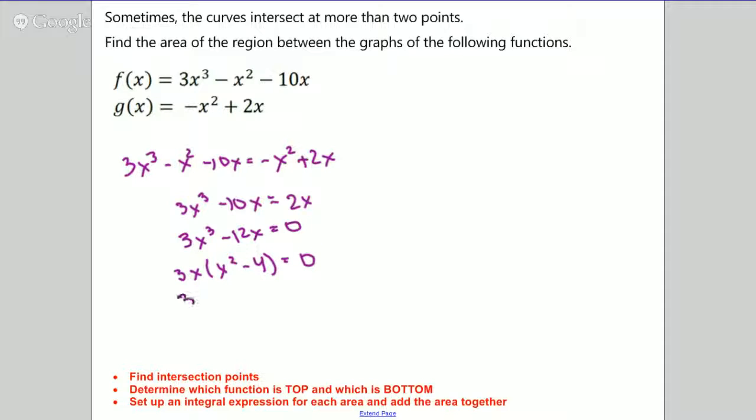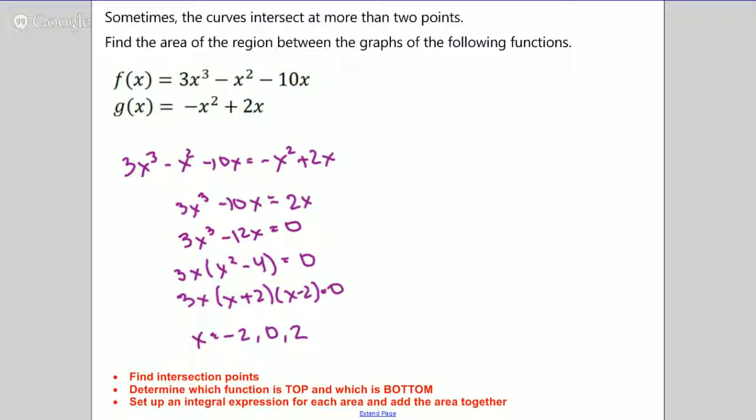And why don't we go ahead and continue to factor here? That factors into x plus 2, x minus 2, right? So in this case, I do have 3 intersection points because I can set this factor equal to 0 and get a true statement of x equals 0, right? So x equals 0 is one of them, -2 and +2. So I'm going to write them in increasing order there.